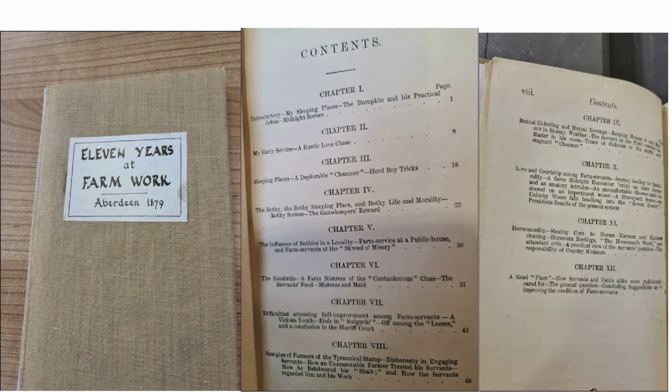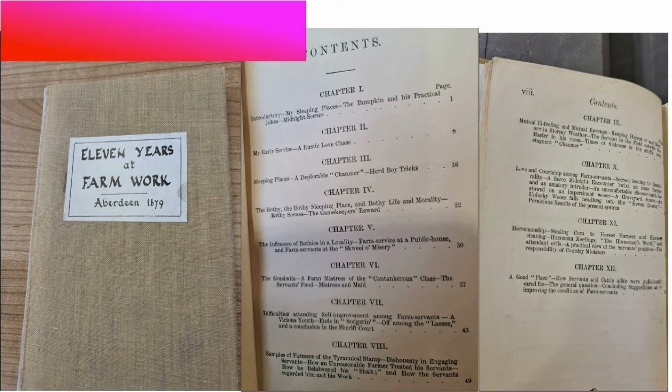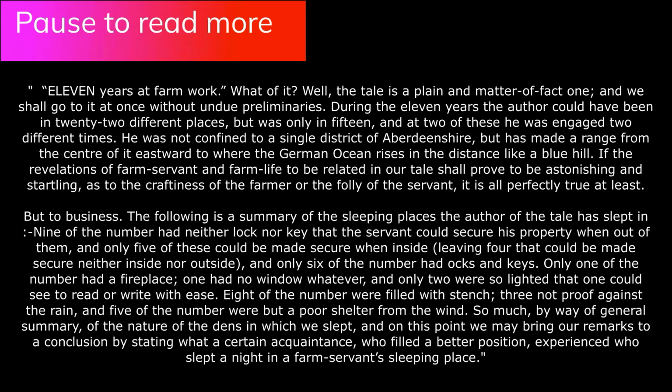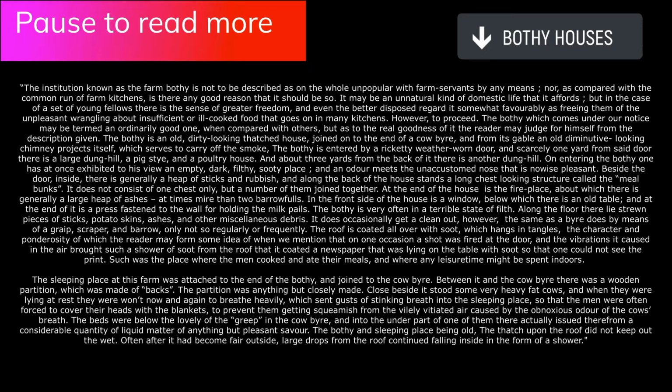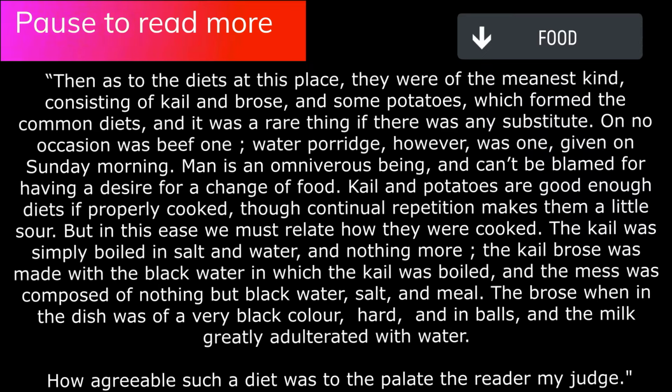John Taylor wrote 11 Years at Farm Work, a true tale of farm servant life from 1863 onwards, which details his time as a ploughboy and gives unique first-hand accounts of his experiences, of being employed, the bothy houses, the food. There's even a wonderful chapter on love and courtship.